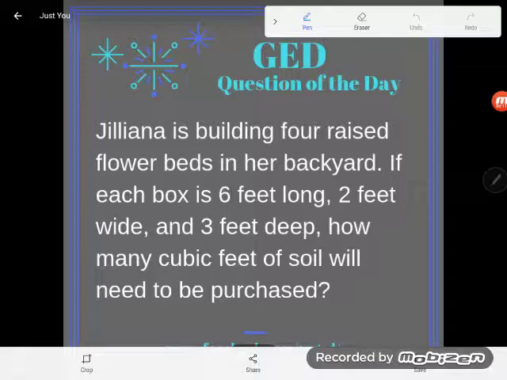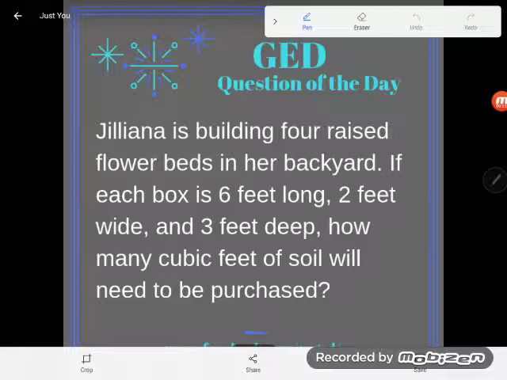Let's take a look. It says Jilliana is building 4 raised flower beds in her backyard. If each box is 6 feet long, 2 feet wide, and 3 feet deep, how many cubic feet of soil will need to be purchased? Now, this is why I say it's typical of the GED, because there's more work than you'd expect. Let me show you what I mean.